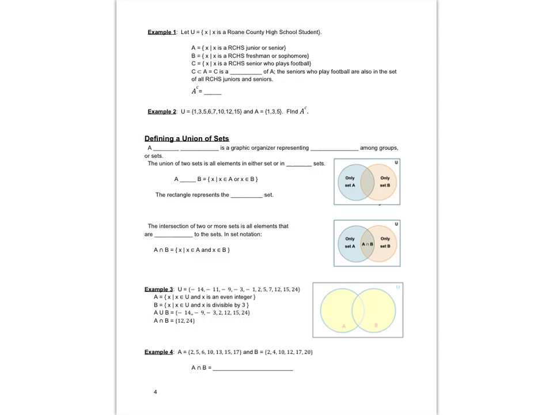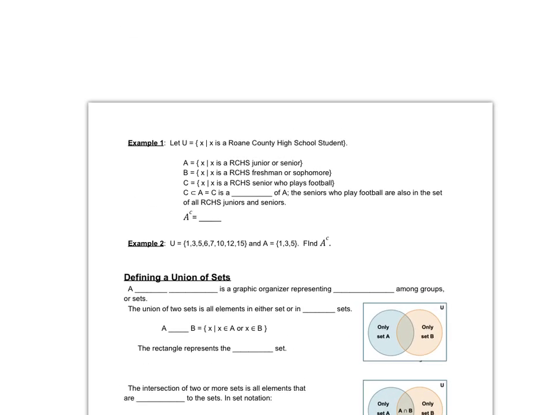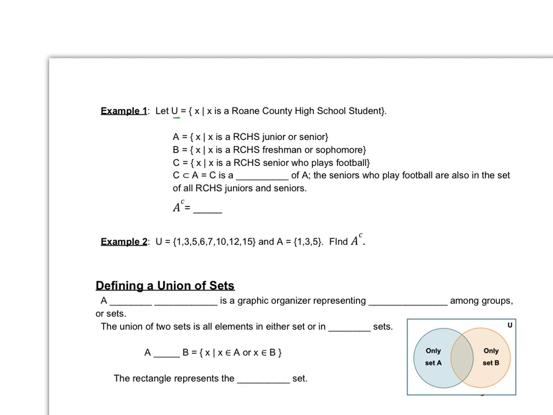So looking at example 1 here, it says let U be a set such that X is a Roane County High School student. Set A is going to be all of Roane County High School's juniors or seniors. Set B is going to be all of our freshmen or sophomores. Set C is going to be the seniors who play football. And set C is going to be a subset of A.